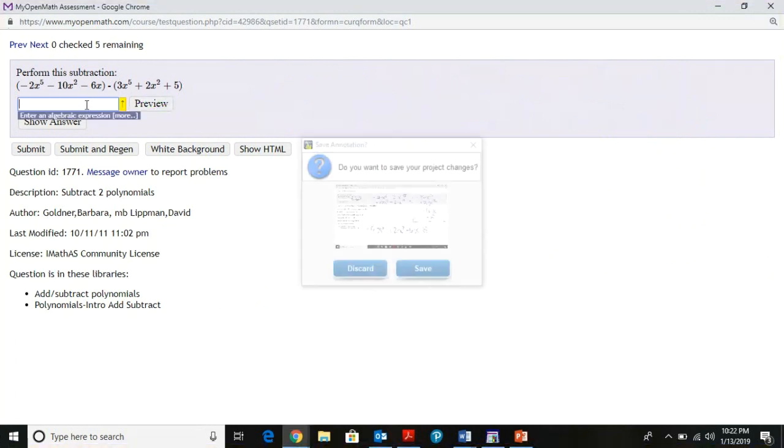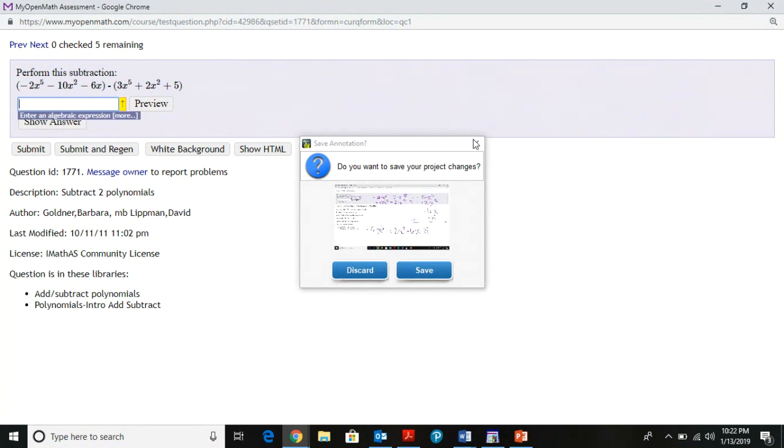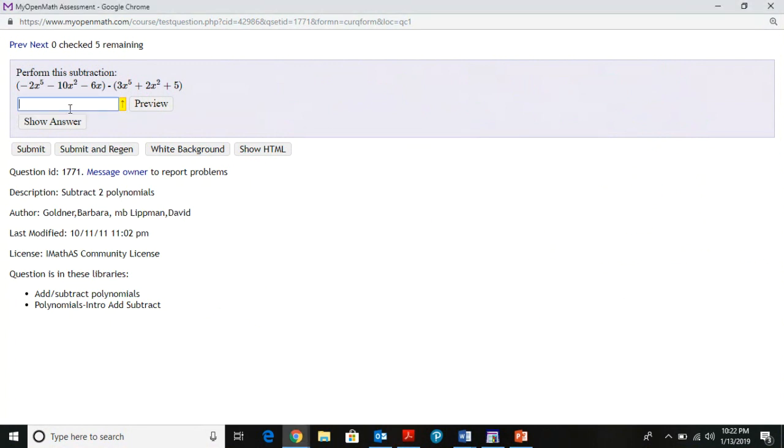So let's stick that in. Oh, whoops. And so we had what? Negative 5. Oh, heck. I'm just going to do show answer. Anyway, so there's our negative 5x to the 5th minus 12x squared minus 6x minus 5.